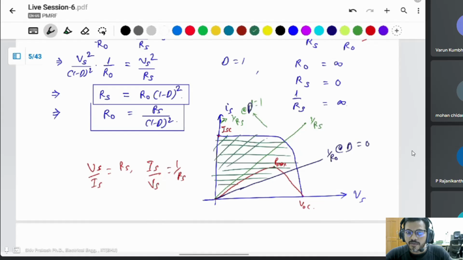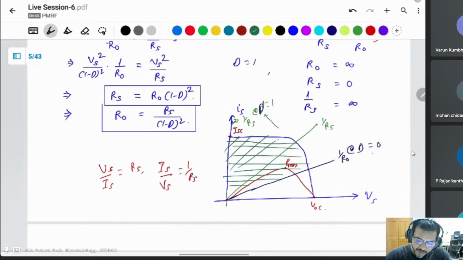If the duty cycle is a maximum 0 here, but the load resistance is here only, like this line only, then what happens? It will not take the maximum power from the boost converter, because it is not getting the load line or the Pmax line. This is a restriction or limitation of the boost converter. The range is from here to here only.